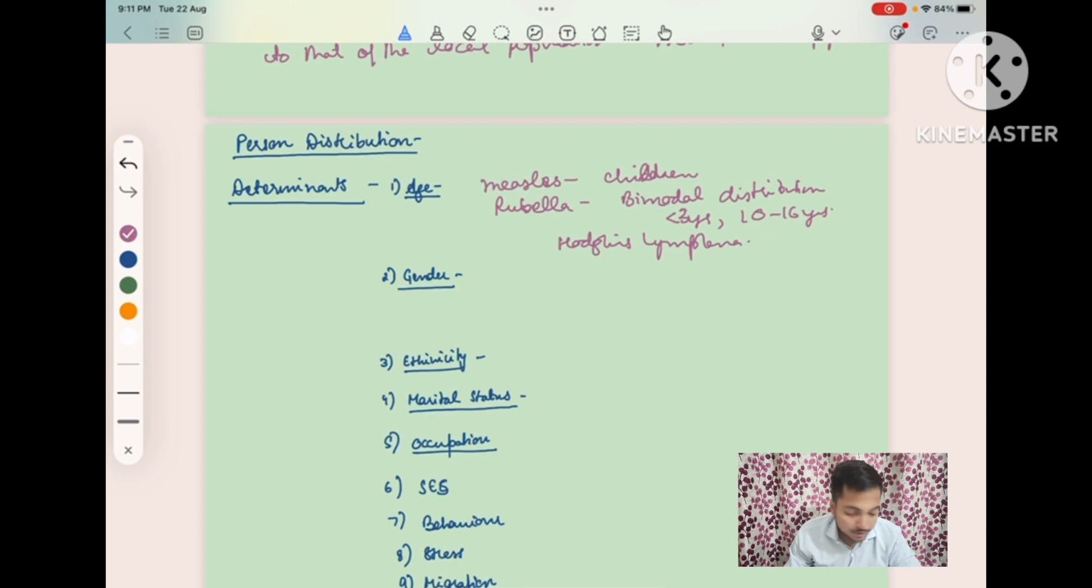Then gender: certain diseases are more common in males. Males are very tufani, they do all kinds of risky stuff, so they can get snake bites, they do stunts, so they get road traffic accidents. Whereas females in basically rural India are exposed to chulha smoke, so they get chronic bronchitis.